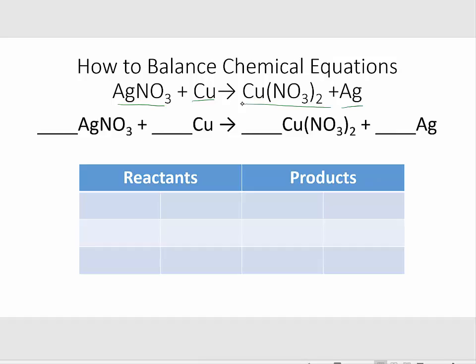blanks. So I'm going to start by listing out exactly which reactants and products I have, which elements are found in those reactants and products. So first off, I notice that I have silver on both sides. I also have copper on both sides. And I have nitrate on both sides.